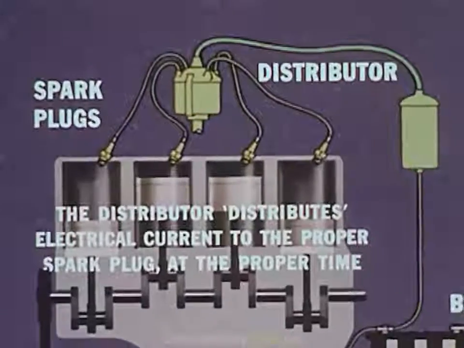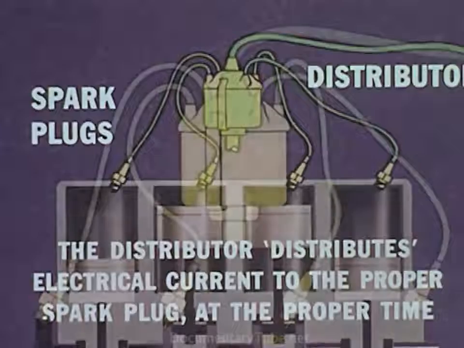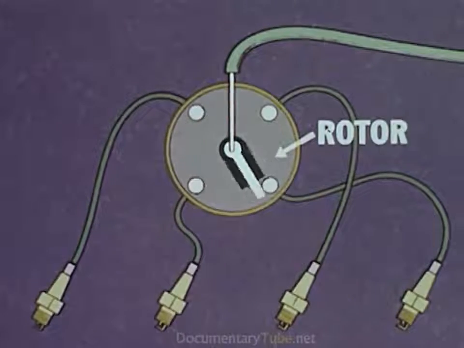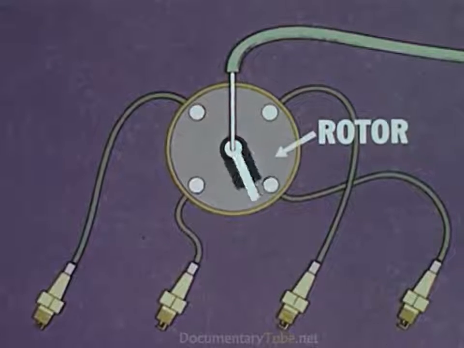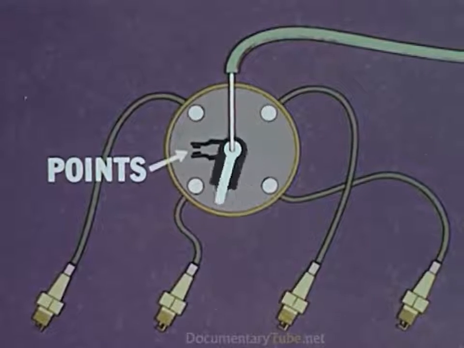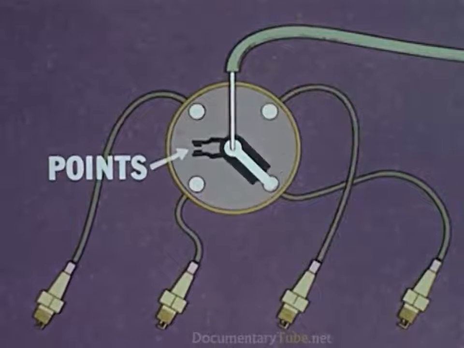The distributor distributes electrical current to the proper spark plug at the proper time. Inside the distributor is a rotor, which as it turns touches a series of contacts, one of which is wired to each spark plug. The points open and close as the rotor turns, interrupting the current to produce the fuel-igniting spark.